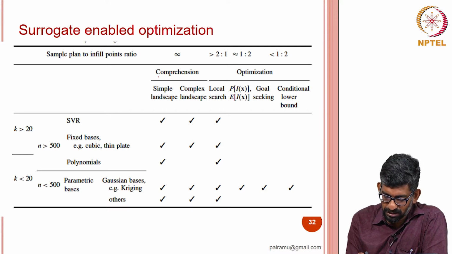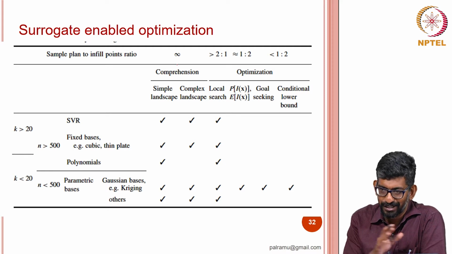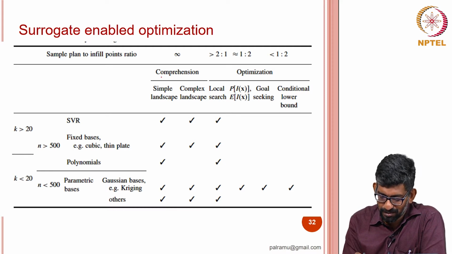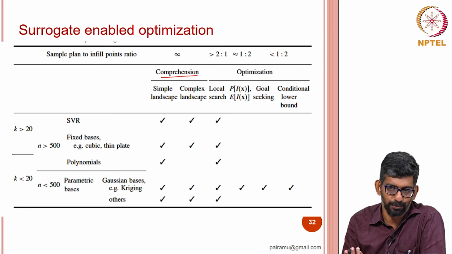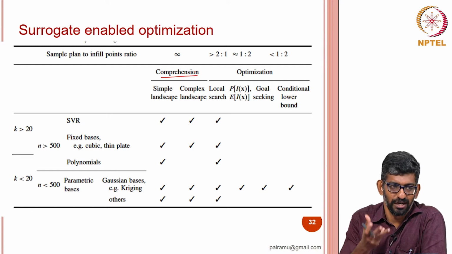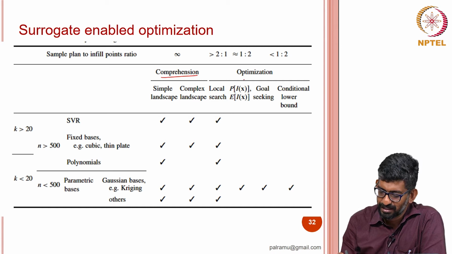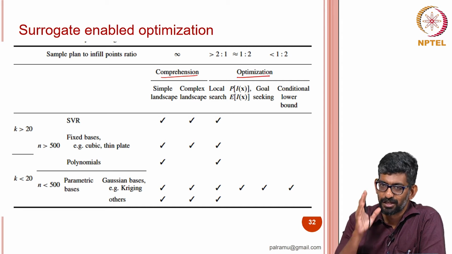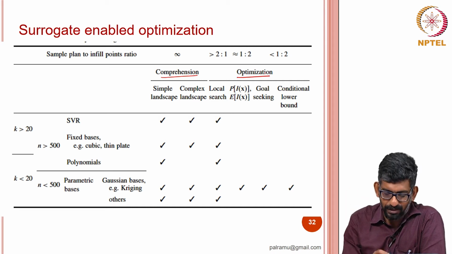The first one is comprehension. Let us go through the table headers first. What does comprehension mean? It is more like an exploration. Can you give me a comprehension of the design space? And this is more from an optimization perspective. I want to exploit it.